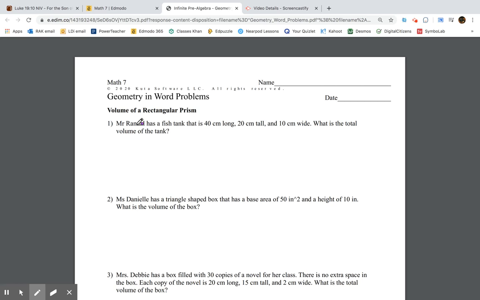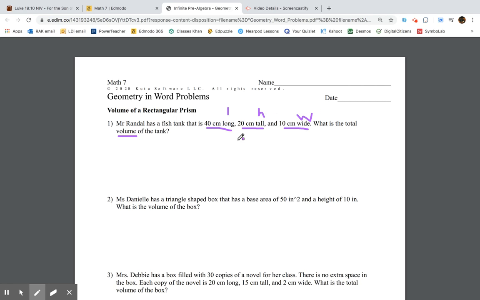So let's look at this first one. Mr. Randall has a fish tank. What is the total volume? So it wants you to find the volume. Well, how do we find volume? Well, we multiply the length and height and width. Tall just means height. So that's the length, that's the height, and that's the width.